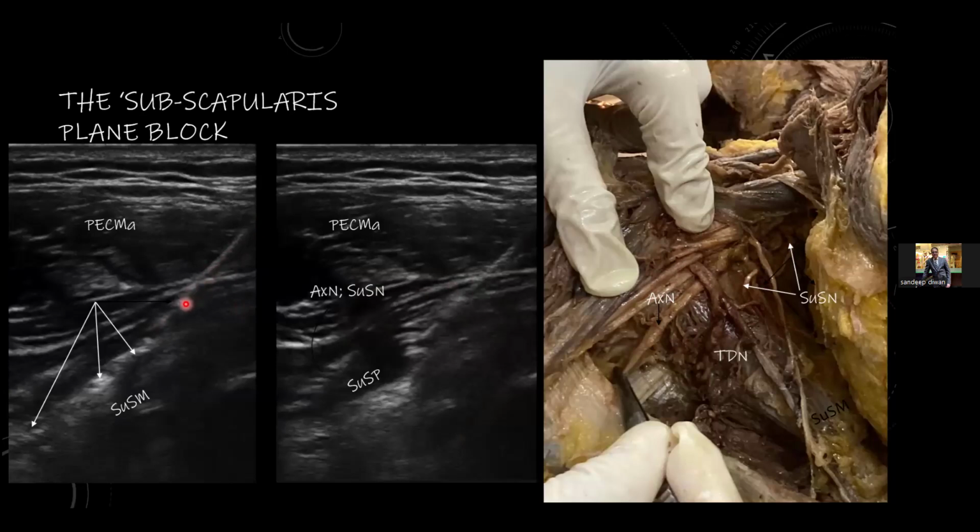So this is the needle which would enter into the subscapularis plane, and these hypoechoic structures, whatever you see, are the neurovascular structures. This is the subscapularis muscle, and when you inject local anesthetic, you'll find that it gets floated into the hypoechoic local anesthetic, which is injected around both the axillary and the subscapular nerve.